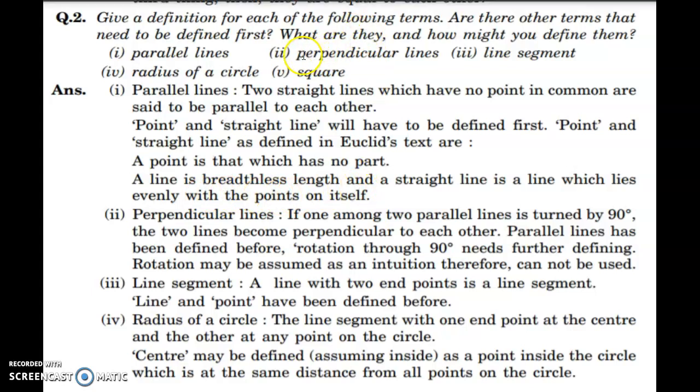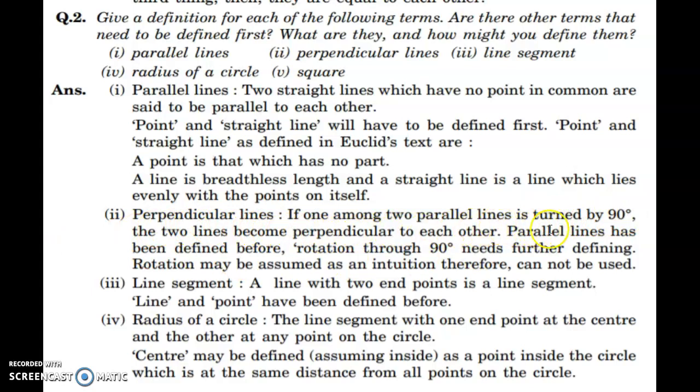Right. Now come to the second term, that is perpendicular lines. This is also we have already learnt in earlier classes. What is meant by perpendicular lines? If the two lines are at right angles to each other, they are called perpendicular lines. If one among two parallel lines is turned by 90 degrees, the two lines become perpendicular to each other.